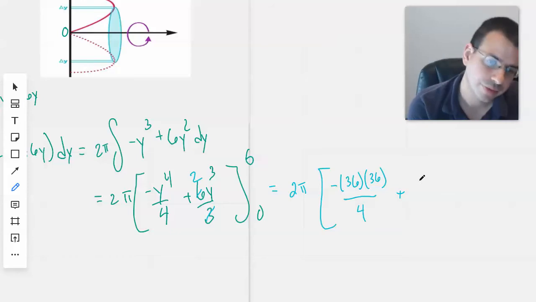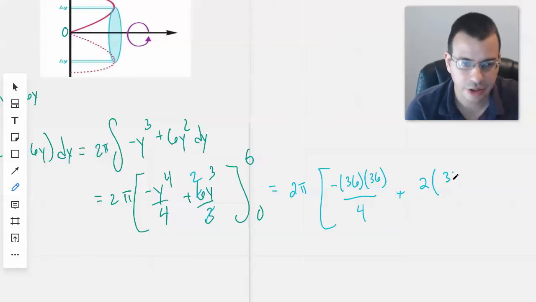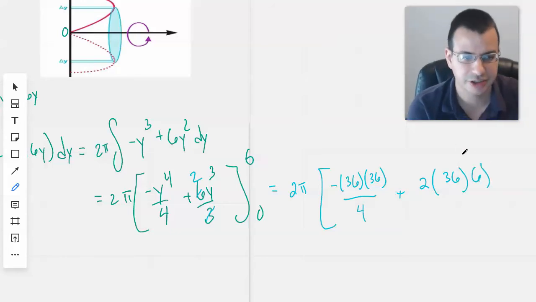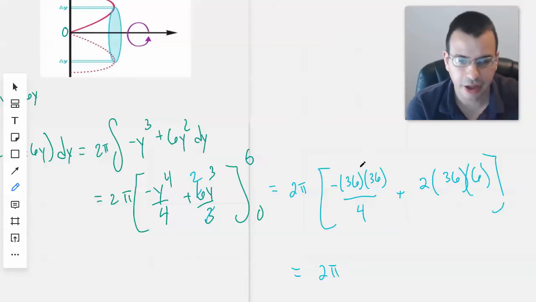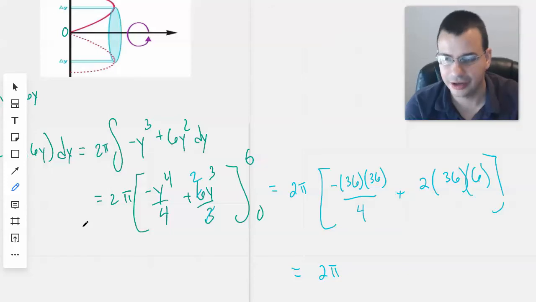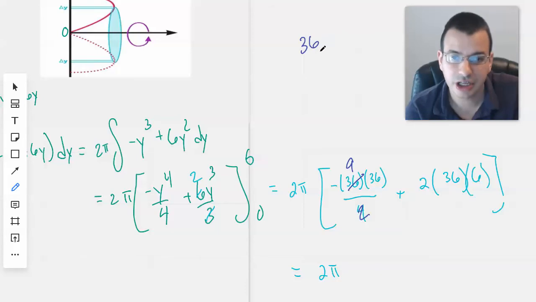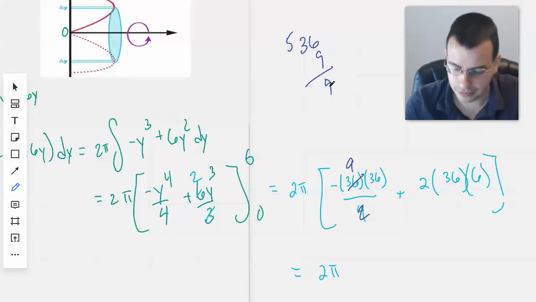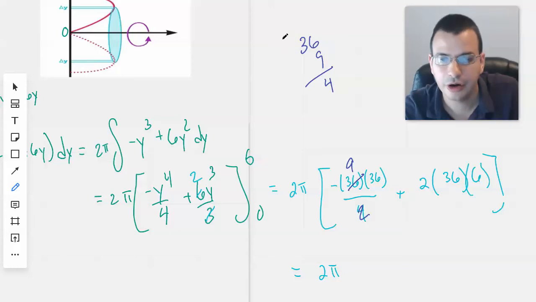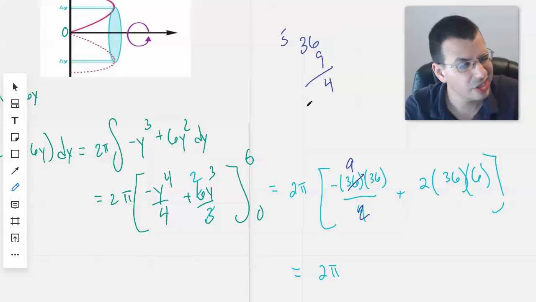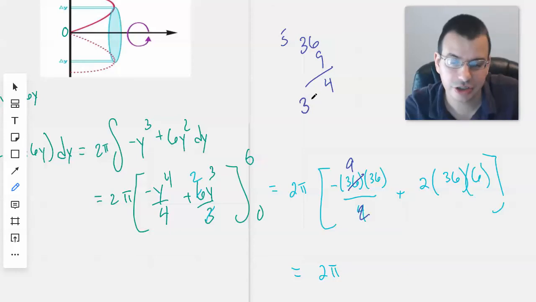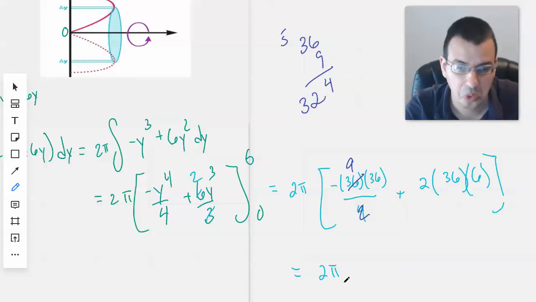Plus 2 times 36 times 6, okay? We have 2 pi, so this will be 9. 9 times 36. 36 times 9, 9 times 6 is 54. I'll do that a little bit better. 9 times 3 is 27. 27 plus 5 is 32. 324.